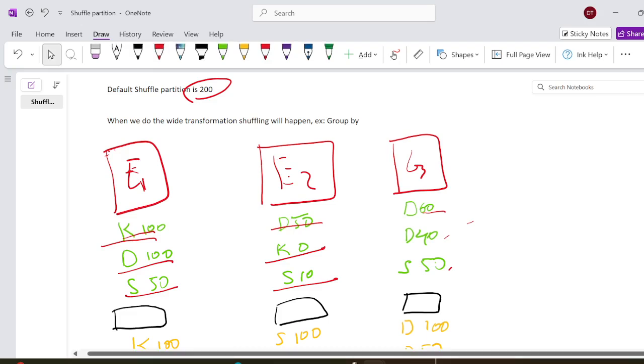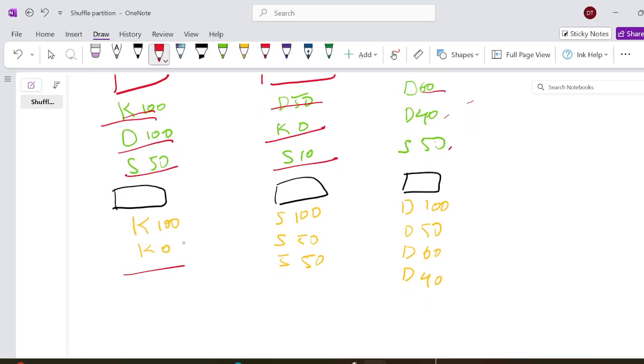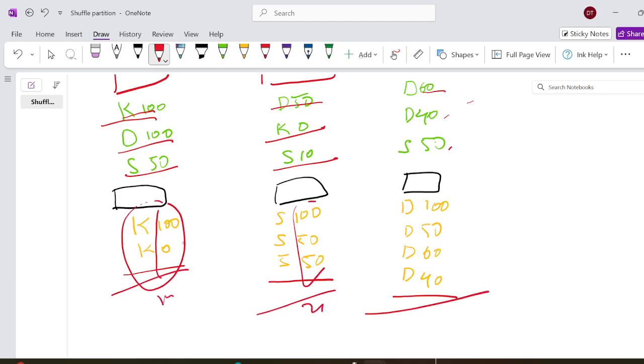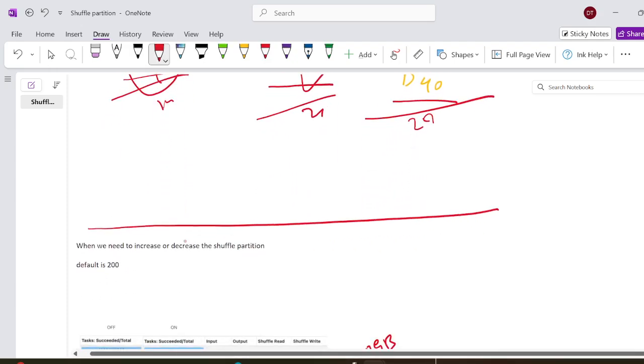Once shuffling happens, all the similar data comes into one place. Then only will the group by do the count. So Kohli will be 100, Sachin will be 200, Dhoni will be 250. So shuffling, in a sense, is bringing similar data into one place. That is called shuffling. As I said, the default shuffle partition is 200 in Spark.